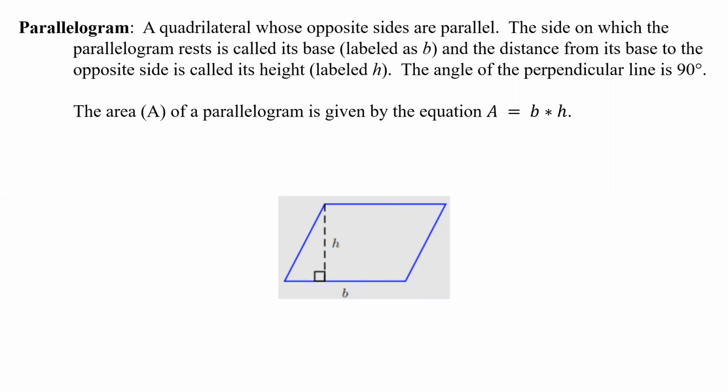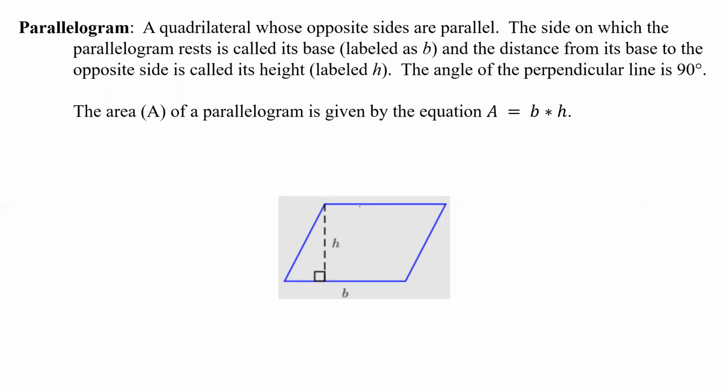The side on which the parallelogram rests, basically sits on, is called the base, and it's labeled as B. And the distance from its base to the opposite side, so here to over here, is called the height, and it's labeled as h. Now this angle for the height is a 90-degree angle, so that's a right angle. Okay, so that's a key thing.